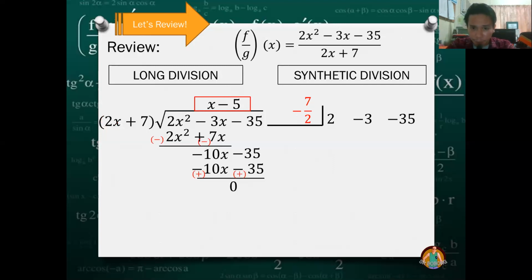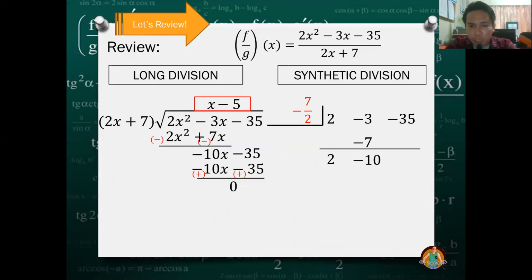So what is step 1? Bring down. What do we bring down? 2. Okay, bring down 2. And then what's next? Multiply. We multiply 2 times negative 7 over 2. 2 times 7 will give us 14. 14 divided by 2 will give us, of course, negative 7. Again, 2 times negative 7 will give us negative 14. Negative 14 divided by 2 will give us negative 7. And then combine, negative 3 and negative 7 will give us negative 10.